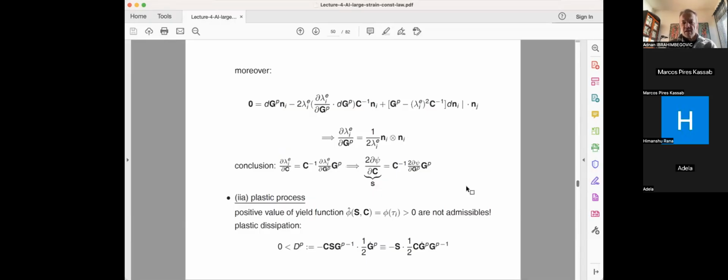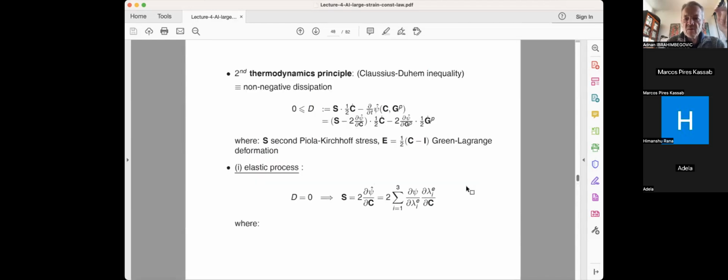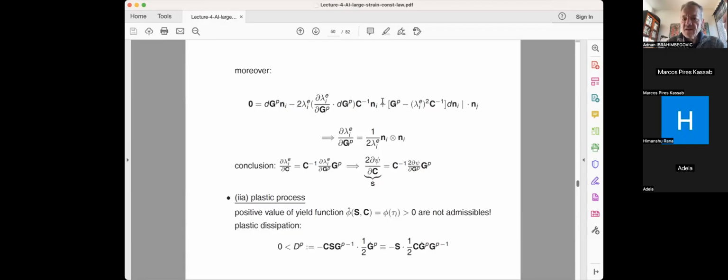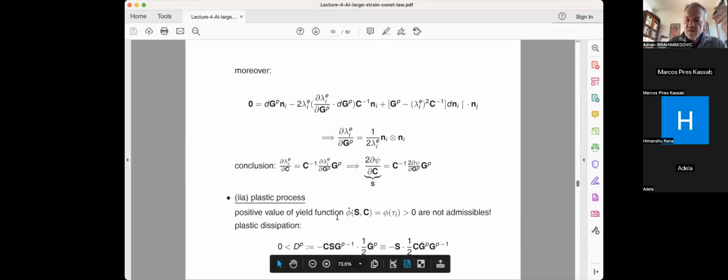A further observation is that the partial derivative with respect to C and the partial derivative with respect to GP, because here you will need a derivative with respect to GP in this term, are connected again through this eigenvalue statement. And you can show that the partial derivative with respect to C is basically C minus 1 times the partial derivative with respect to GP times GP. And that's what you're using here.